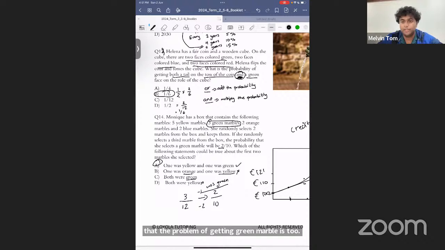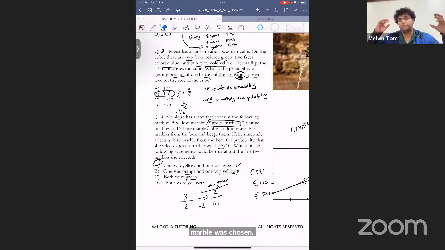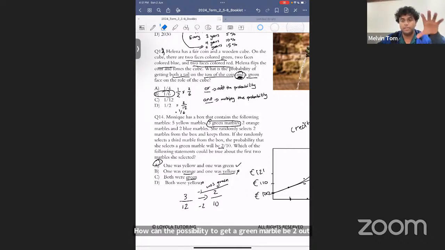How can the possibility to get a green marble be 2 out of 10 when there's 12 marbles in total? Good question. This is an example of a question that is specific instead of very general. Remember I said, don't ask questions where you just say, I don't understand. I don't get it. Very general stuff. I won't answer those questions. But this is a very specific question where it says, how can the possibility to get a green marble be 2 out of 10 when there is 12 marbles in total?